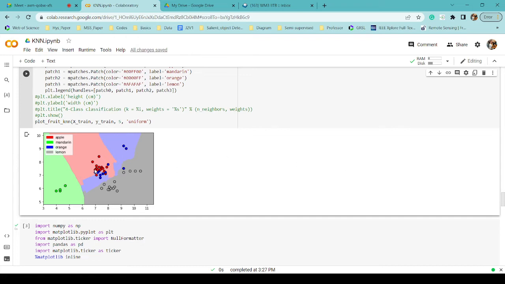Can you see, apple is one cluster, orange, which is represented in blue, is one cluster, mandarin in green, and lemon in gray. Now if I have a very unknown data set where I don't know which class it will belong to, and we are taking k equals 5, it will calculate the distance of the nearest five features for every class, not one class. So it will take five from red, five from blue, five from gray, five from green.